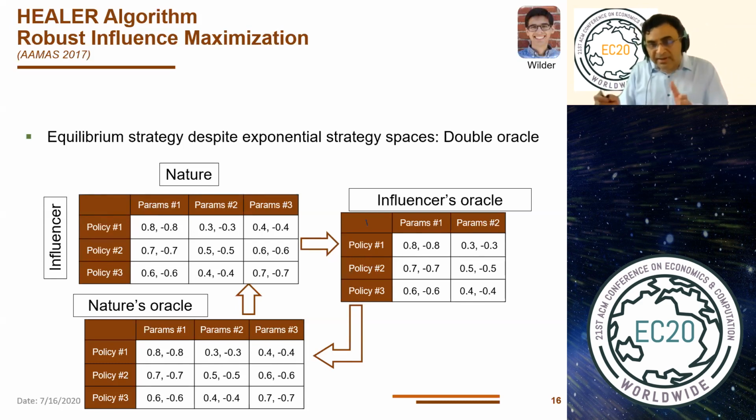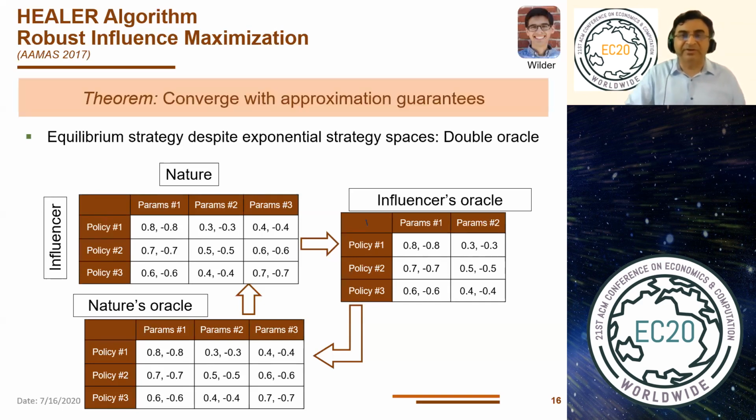Now, when we have an exact best response from the influencer and nature, we would converge to the actual equilibrium. However, here we are forced to use approximate oracles on both sides. And the key is then to show that we can converge with approximation guarantees, as we show in this paper.